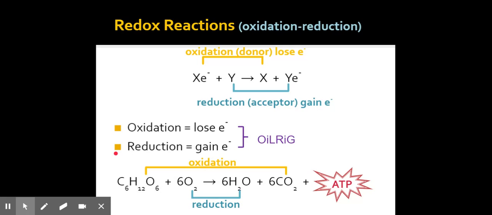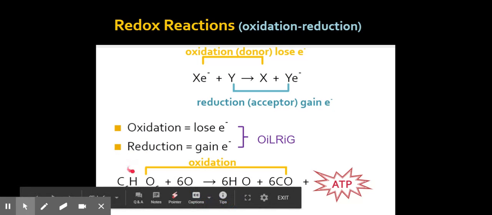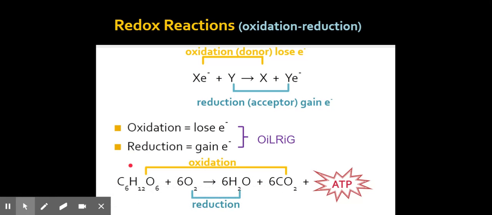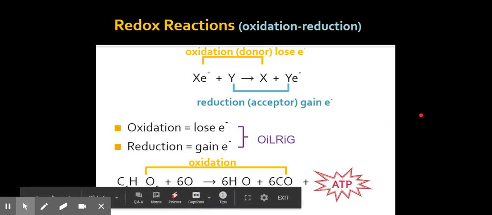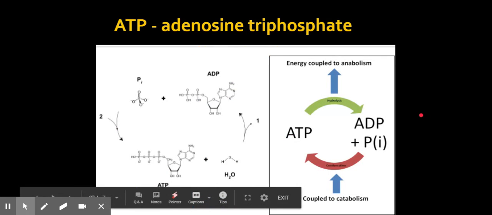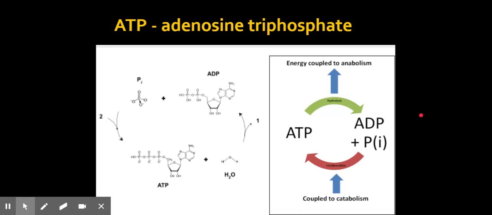So glucose over here is going to be our reducing agent or the electron donor. Over here, oxygen is going to be the electron acceptor or the oxidizing agent. And so it's going to oxidize glucose, therefore removing its electron. And so we're going to see the combination of oxidation and reduction together in cell respiration. At the end of our reaction, I had ATP, and there's going to be a lot of ATP molecules that are generated in cell respiration.